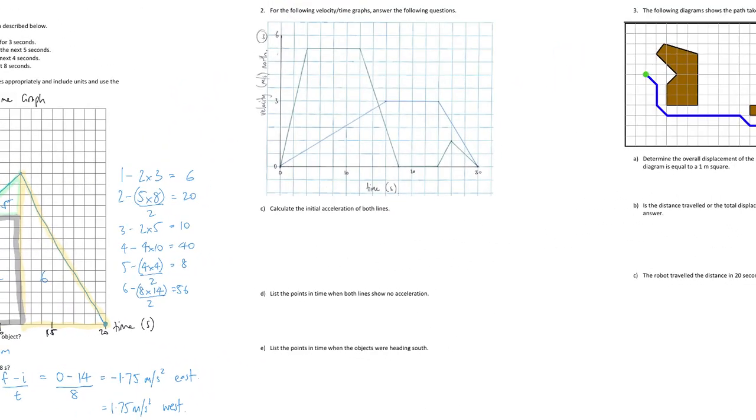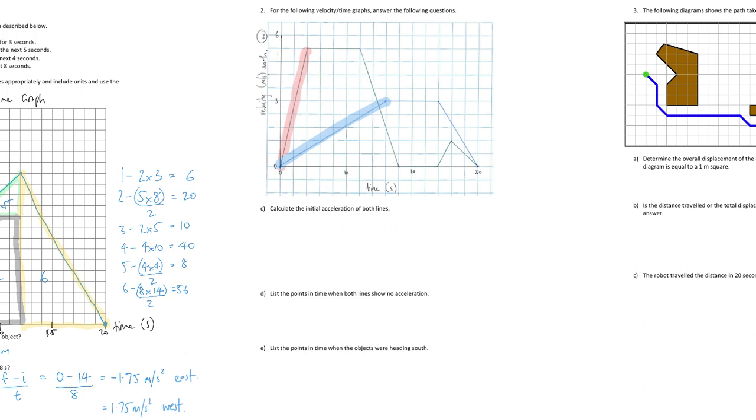Okay, so for the following velocity time graphs, answer the following questions. We want the initial acceleration of both lines. So the initial acceleration, again, is just talking about what is the rate of change of that line and the rate of change of that line. Okay, and that's the initial parts there.